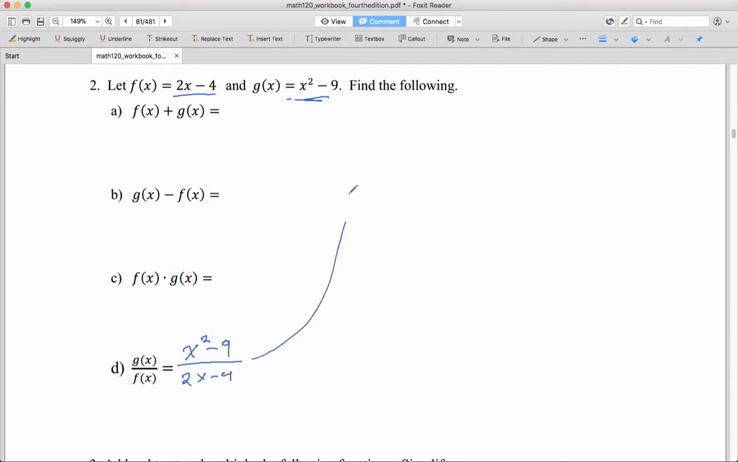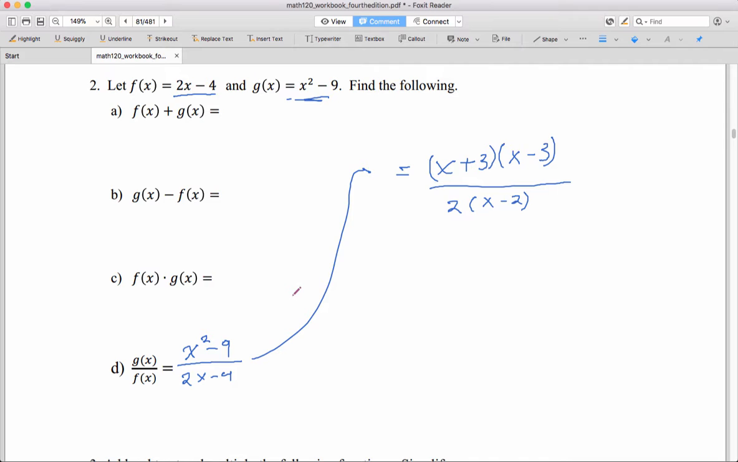Now you may recall from your elementary algebra experience how to factor the numerator, how to factor the denominator. And if you do, you'll see that the numerator here is equal to x plus 3 times x minus 3, because that's the difference of two squares in the numerator. And the denominator's got a common factor of 2, which is 2 times x minus 2. And we see there are no common factors between the numerator and denominator, so this thing does not simplify. That's as simple as it gets.